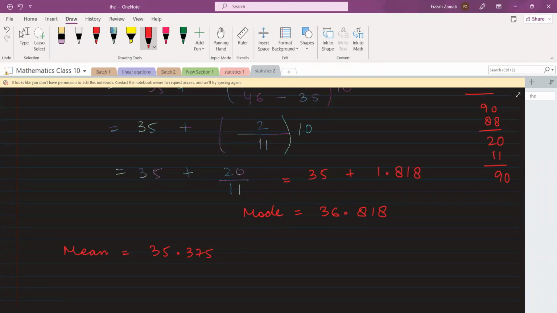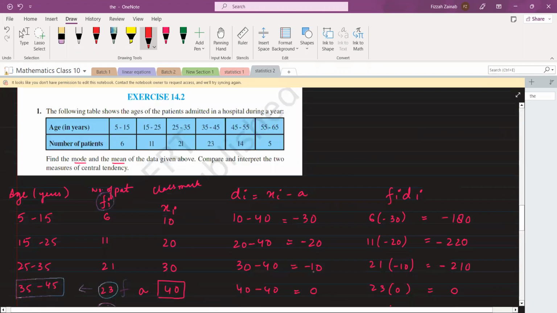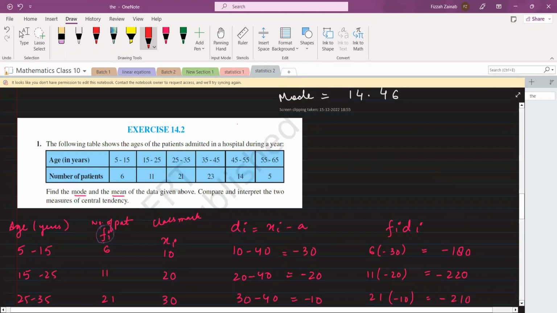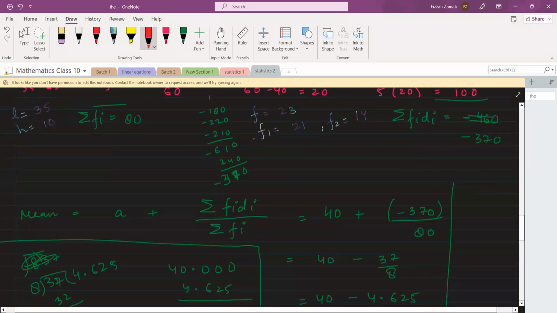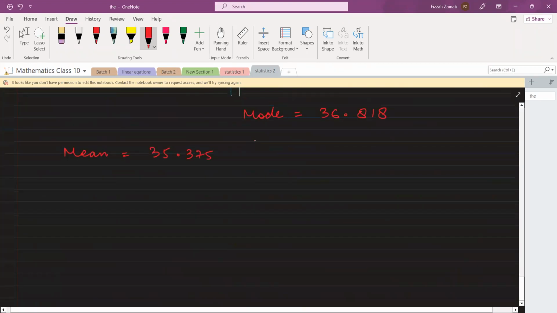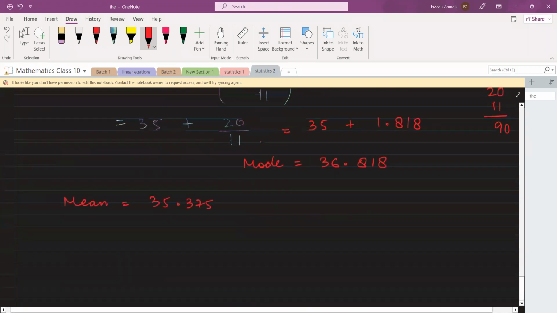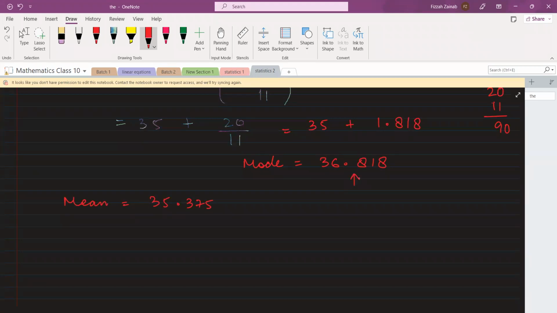So what can you conclude here? What is the data about? The data is about age and the number of patients in a hospital. Understand? Now, what is the meaning of mode? Mode means the value which occurs the maximum number of times. So that means the maximum number of patients admitted in this hospital are of this age. Understand? And the average age of the patients admitted in the hospital is this.